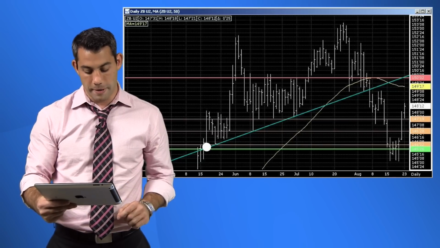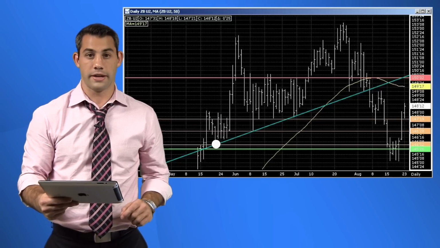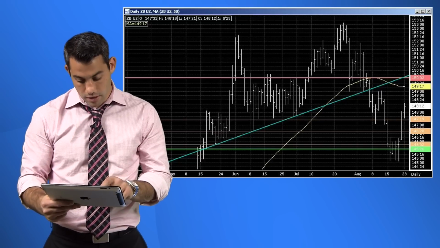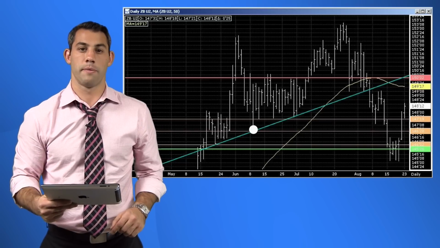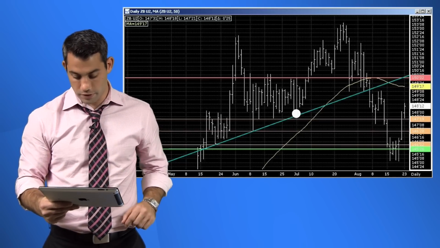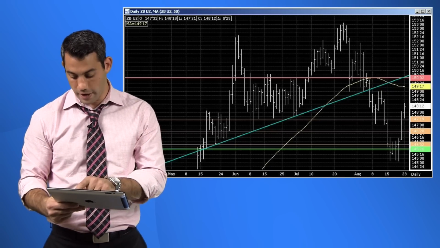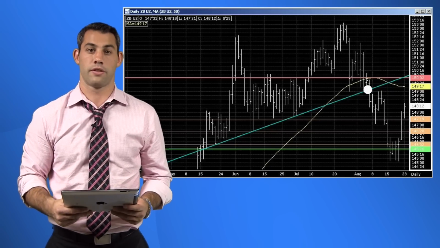145.26, the low from May 17th. 146.02, the low from May 22nd. 146.28, the low from June 15th. 147.23, the low from June 29th. And 149.08, the low from August 3rd.